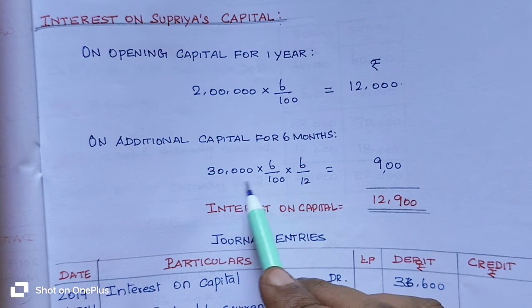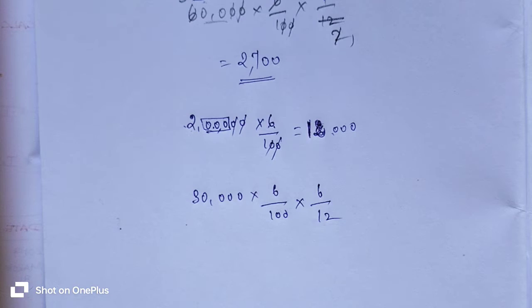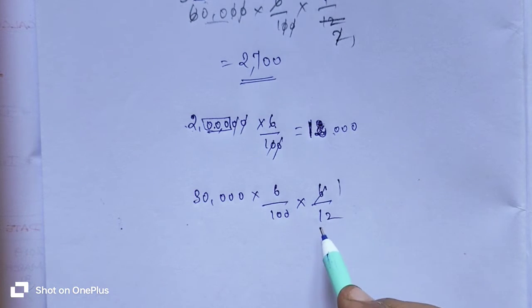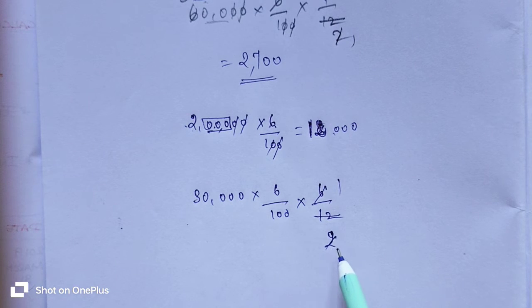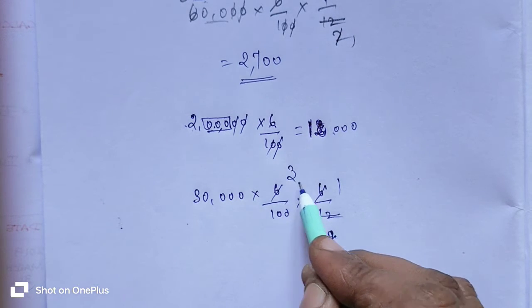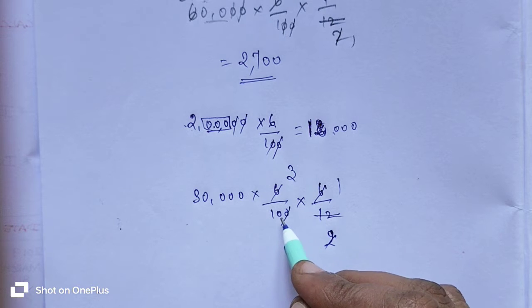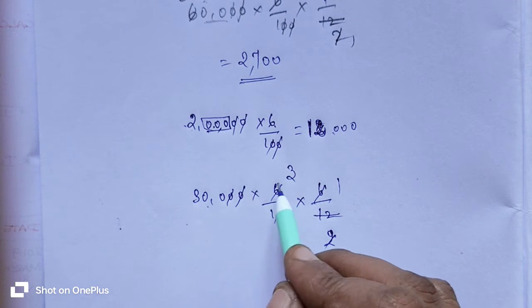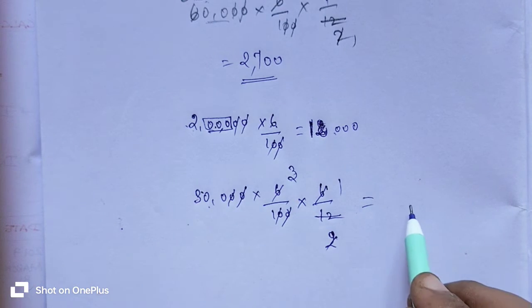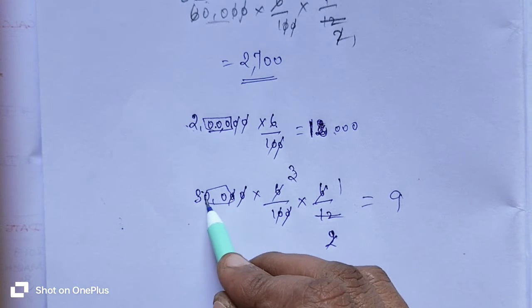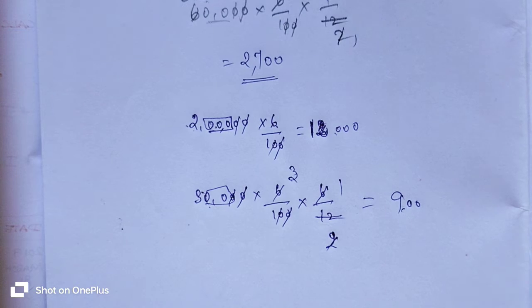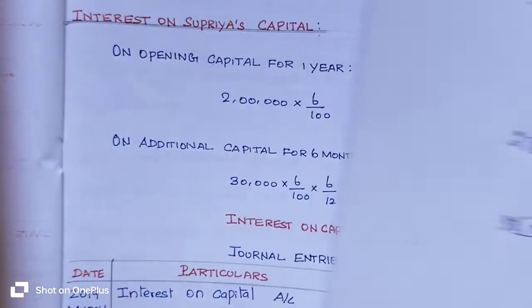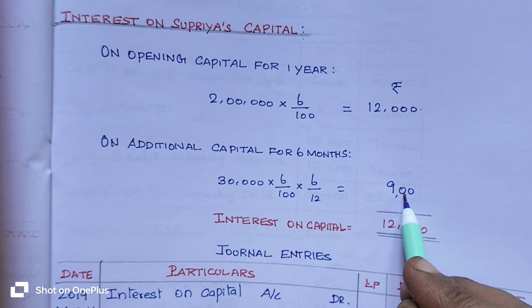So 6 by 12. Now we have to cancel it. 1 6 is 6, 2 6s are 12, 1 2 is 2, 3 2s are 6. The 2 0 is to be cancelled. Remaining 300 into 3. 3 3s are 9. This 2 0 is to be here. So 900 rupees interest for additional capital.